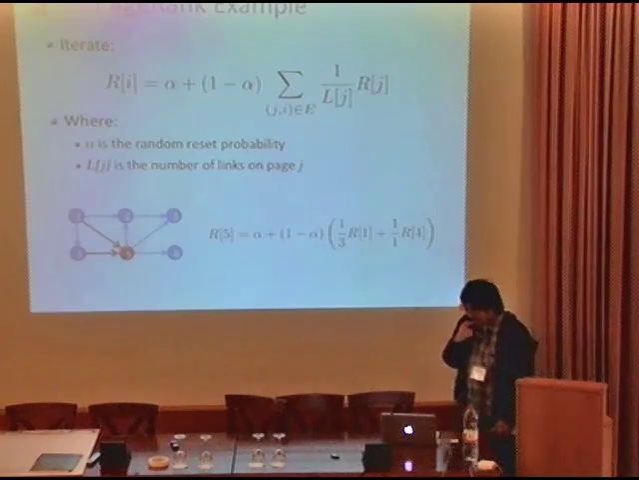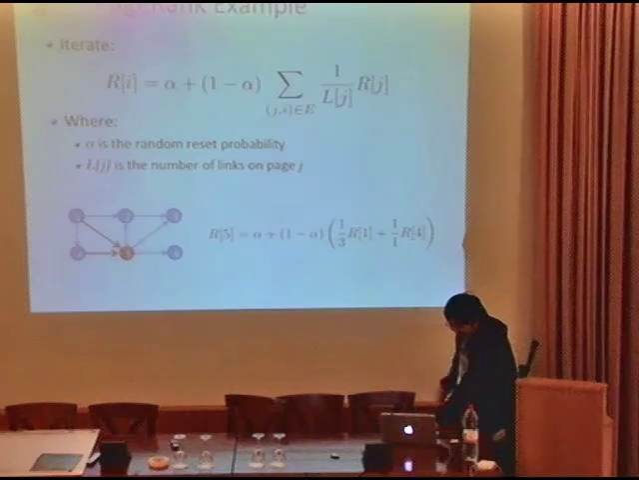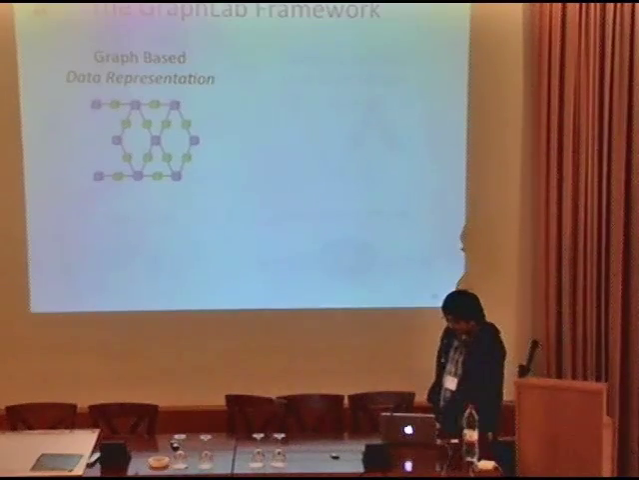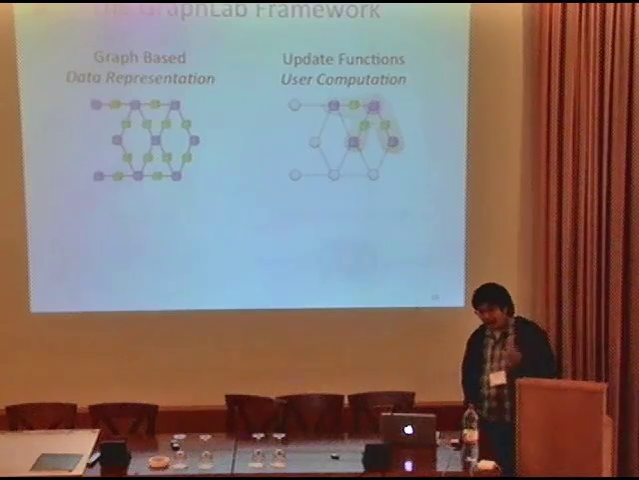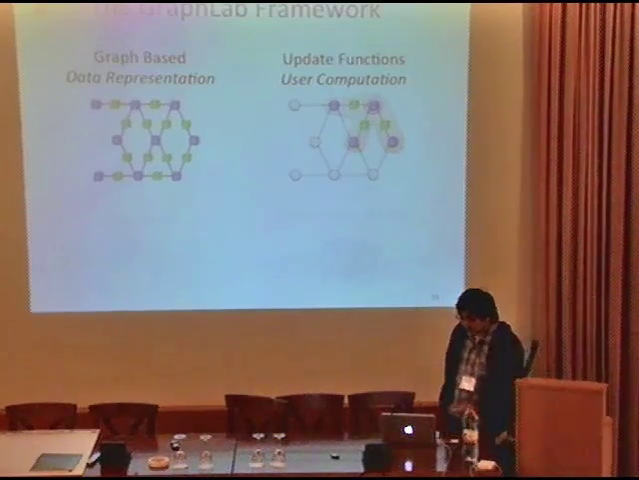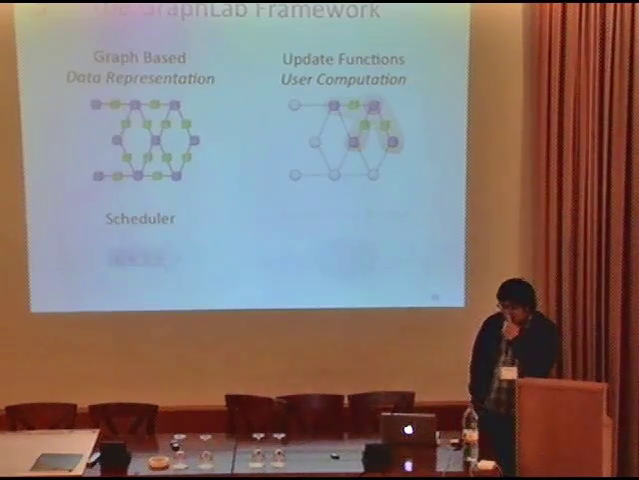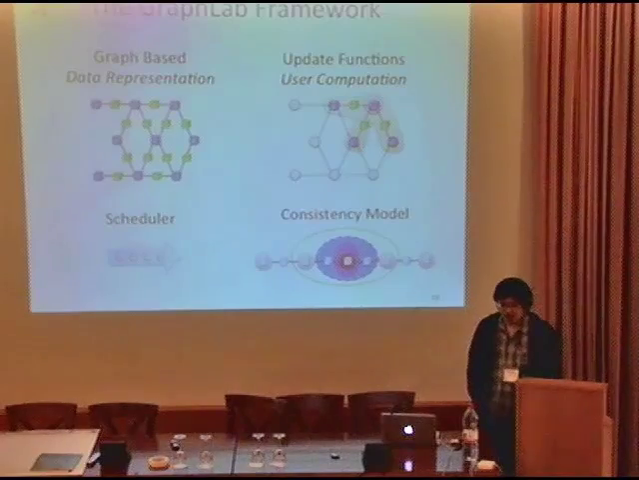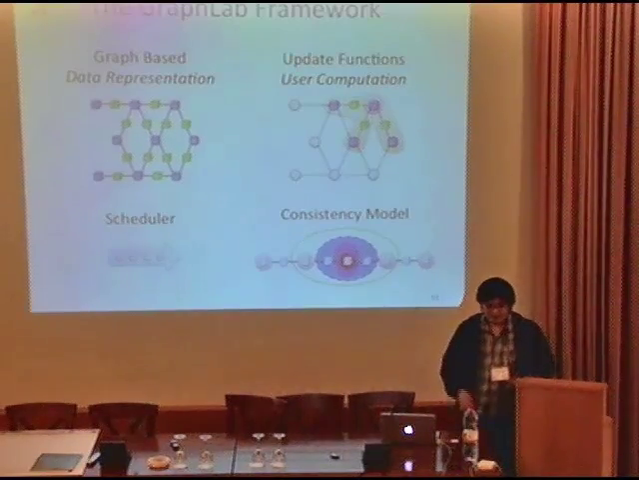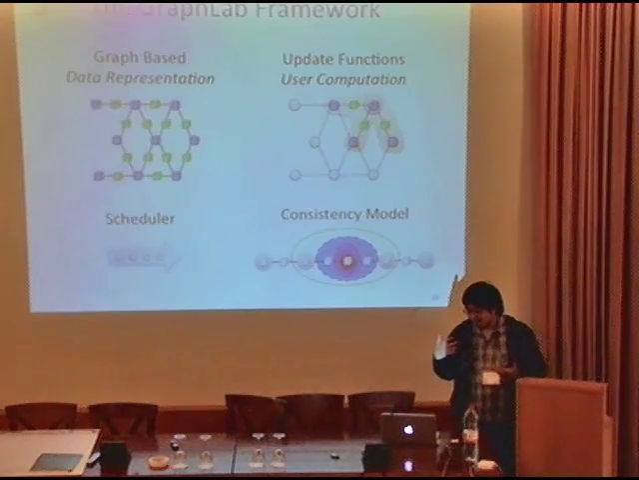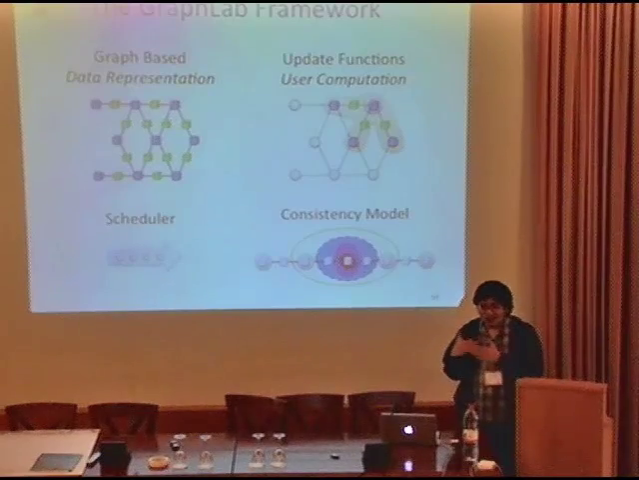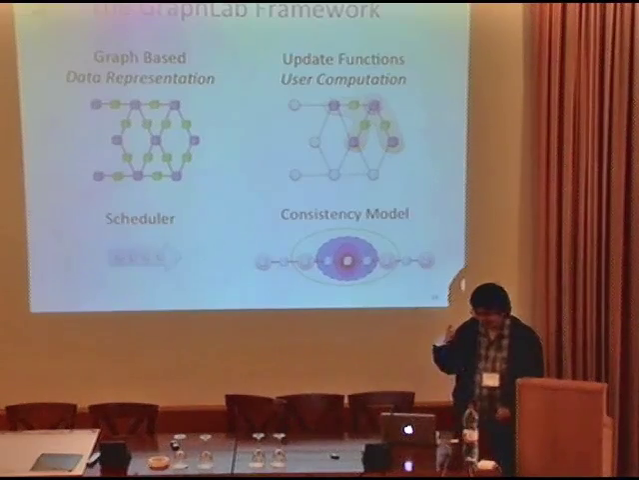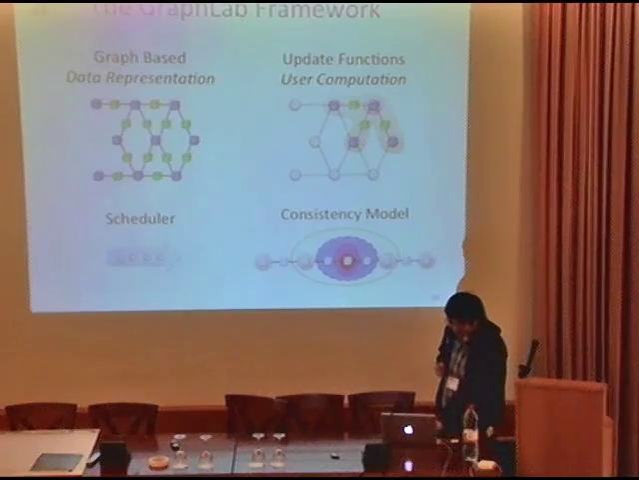Okay. So how do you implement this in GraphLab? What is GraphLab? On a high level, GraphLab comprises 4 basic components. First, we have a graph-based data representation. We have update functions, which perform computation on the graph itself. We have a scheduler, which determines the order of update functions to execute. And we have a consistency model, which determines how close these computations are allowed to operate to each other. I will get into more details of the consistency model later.